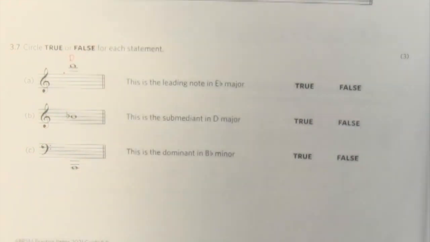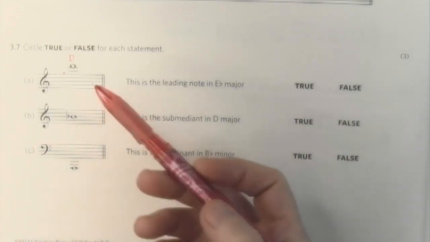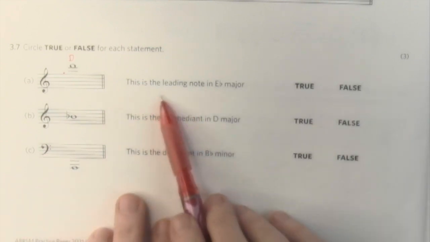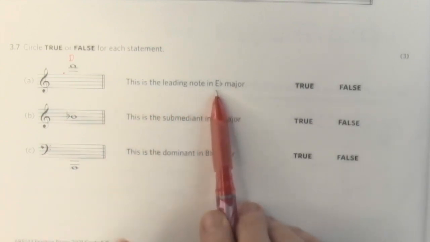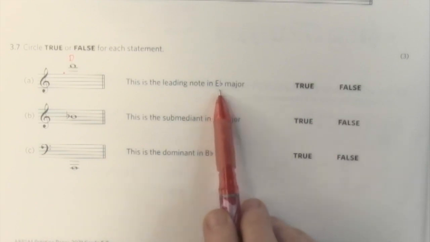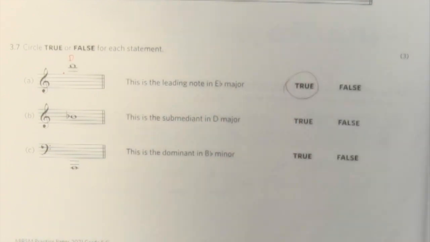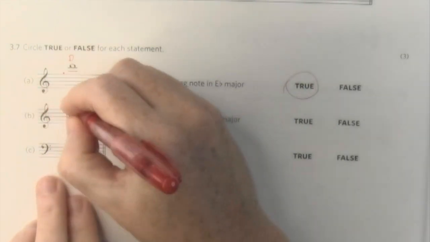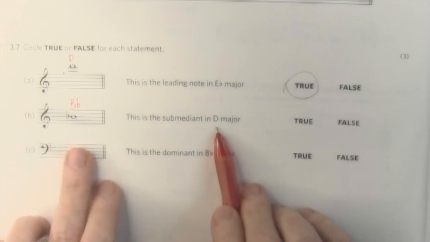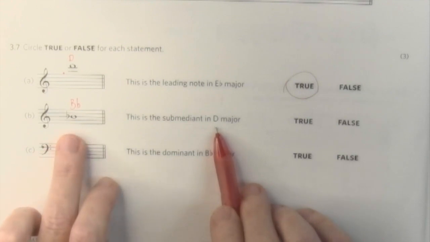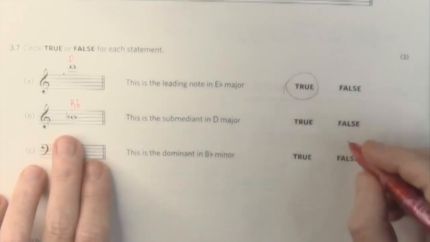This is a D. Okay, or you're so good at reading the music that you know already that this is D. This is the leading note of E flat major. Now you can count, you can do all the calculations that you want. I just tell you that the leading note is 1 semitone below the tonic, and D is 1 semitone below E flat. So this is true. B flat is a submediant of D major. No. Because D major has sharps, so this flat doesn't make sense. No.